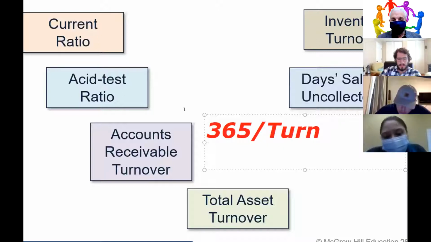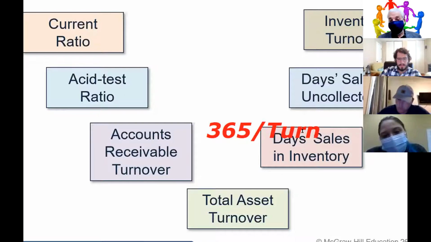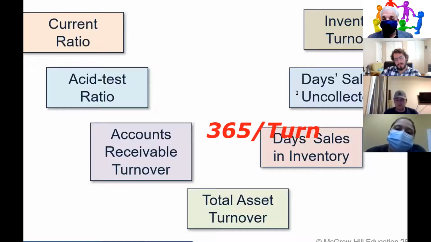So if the inventory turnover is 10 times a year, that's 36.5 days. Now, if our receivables turnover is 10, our days is 36.5 days on average to collect our receivables. Okay, nothing real fancy about that.